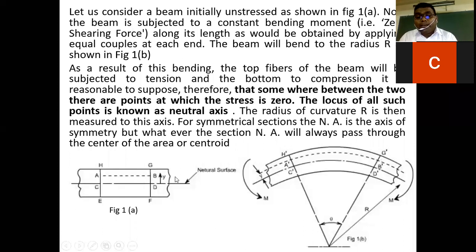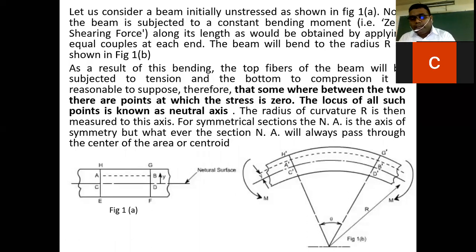So when you apply this M on both sides of a straight line, you apply the couple, it will be bent. Initially it is a straight line, it is a straight AB. When we apply the couple, it will be bent. So the new name of AB is A dash B dash. And before that is HG, so the new name is H dash G dash. Like the new name of CD is C dash D dash after applying the couple.